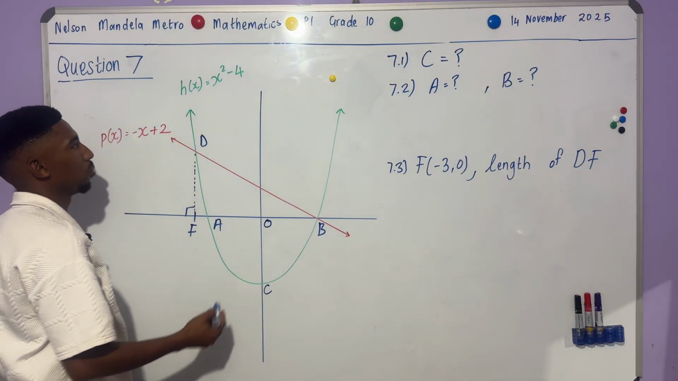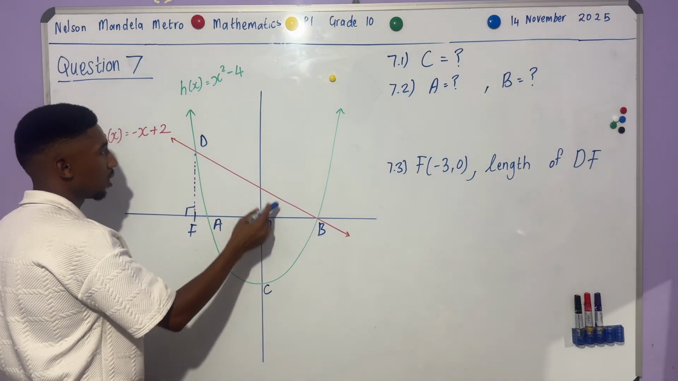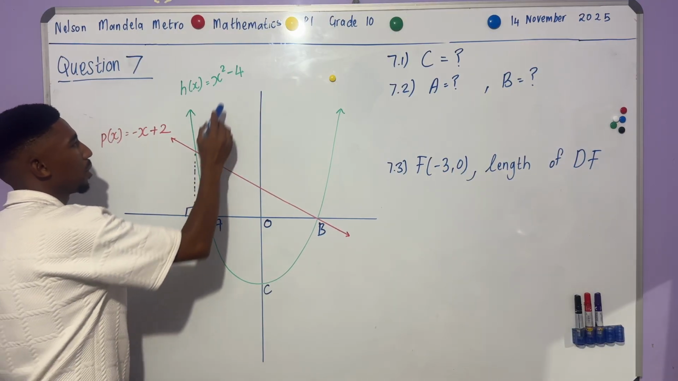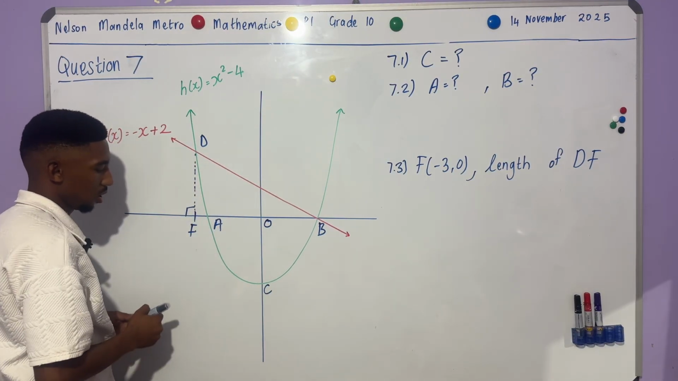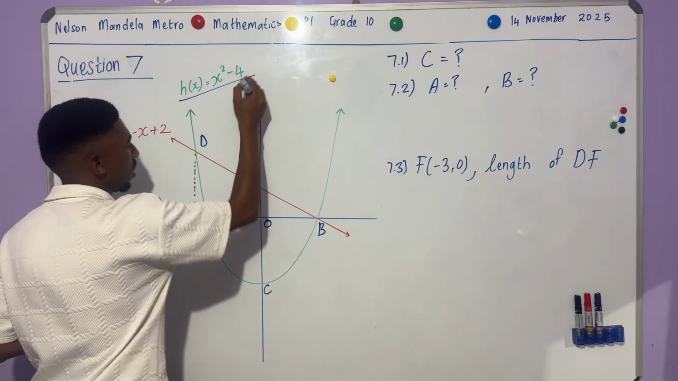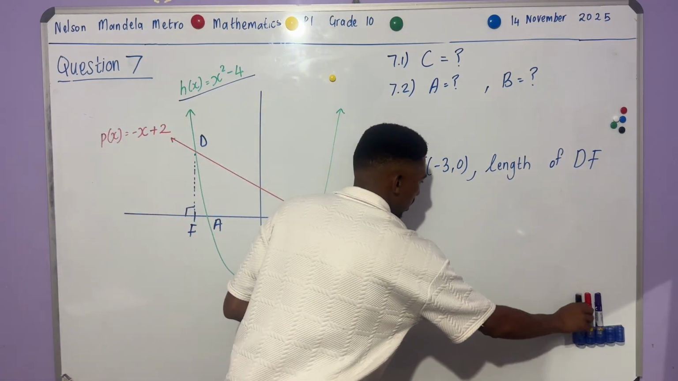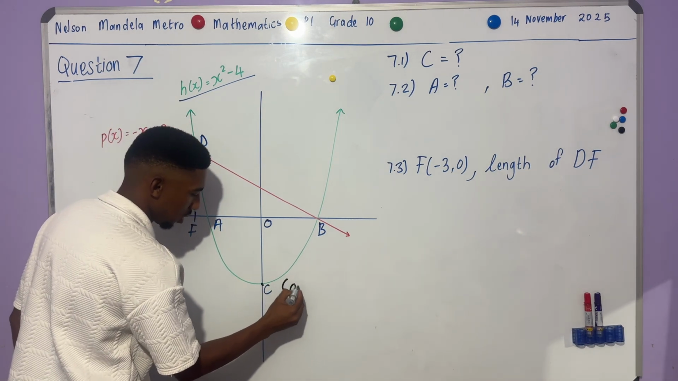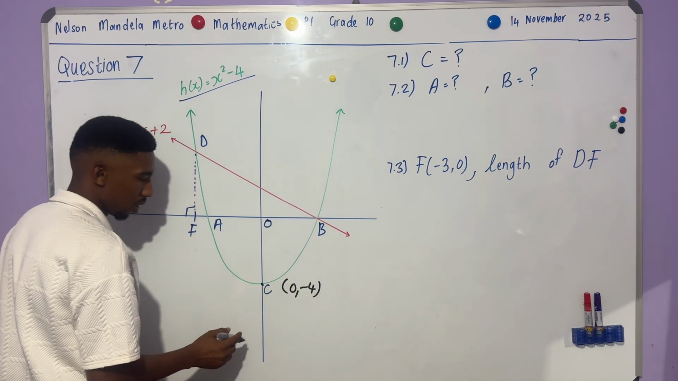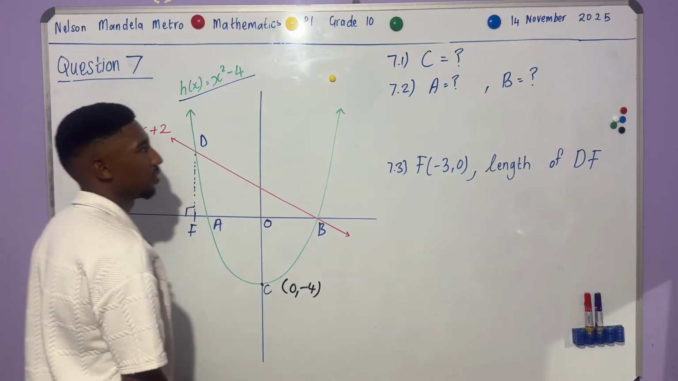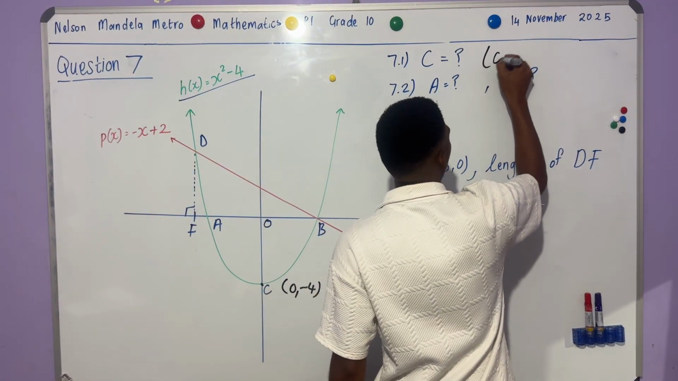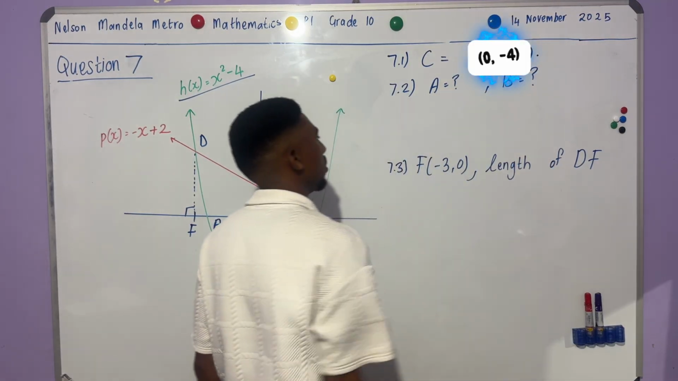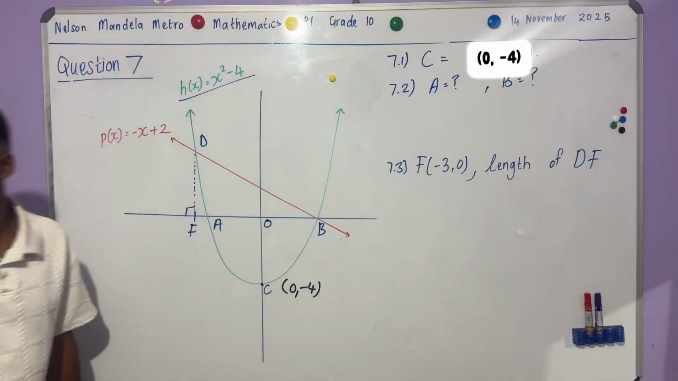Now we know a normal parabola has its turning point at the origin. The parabola being shifted down 4 units, from this equation over here, tells us that this point C, the turning point, can only be 0 and minus 4, because the y value has been shifted down 4 units. Since it's 1 mark, all we can do is say that the coordinates of C are 0 and minus 4.